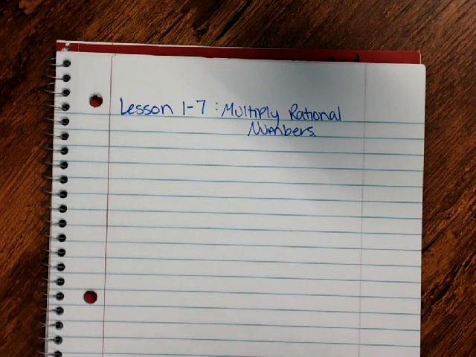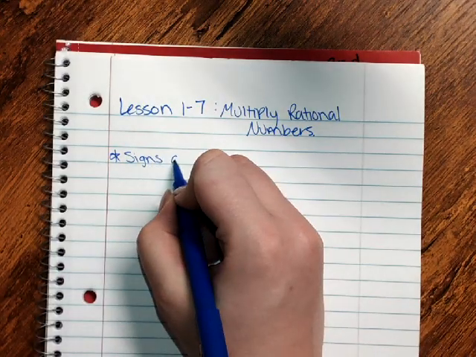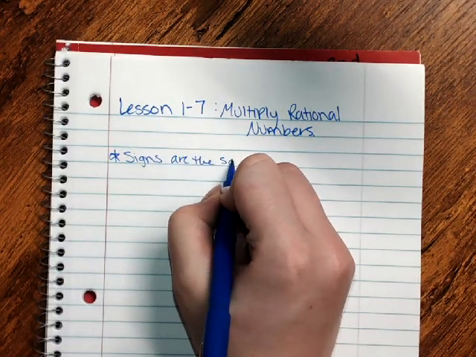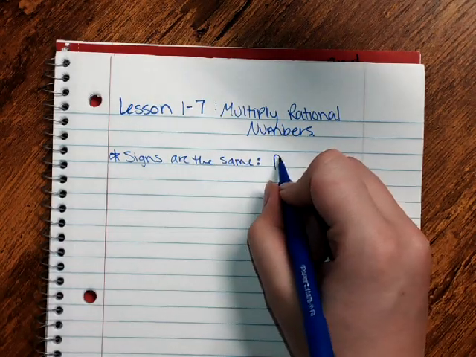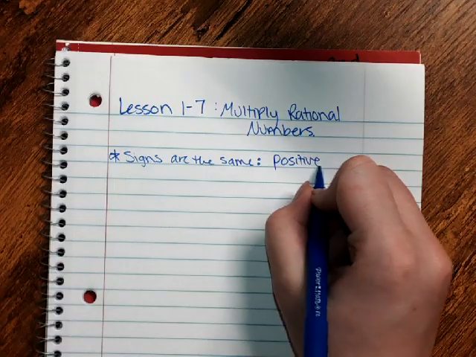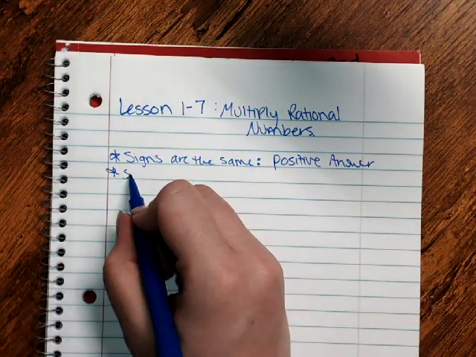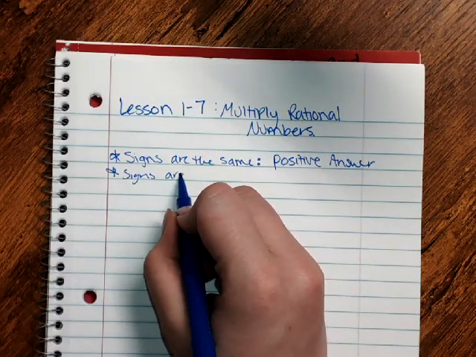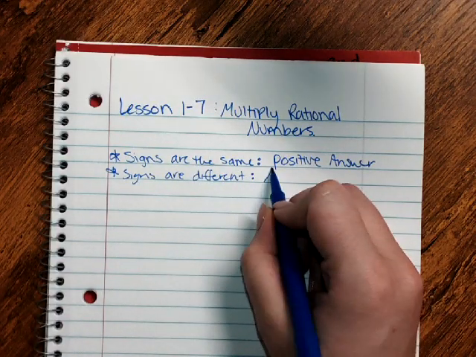Alright, so today is about multiplying rational numbers. It works the same kind of way as with integers in terms of the rule. So again, if the signs are the same, the answer is positive. Okay, so if the signs are different, the answer is negative.